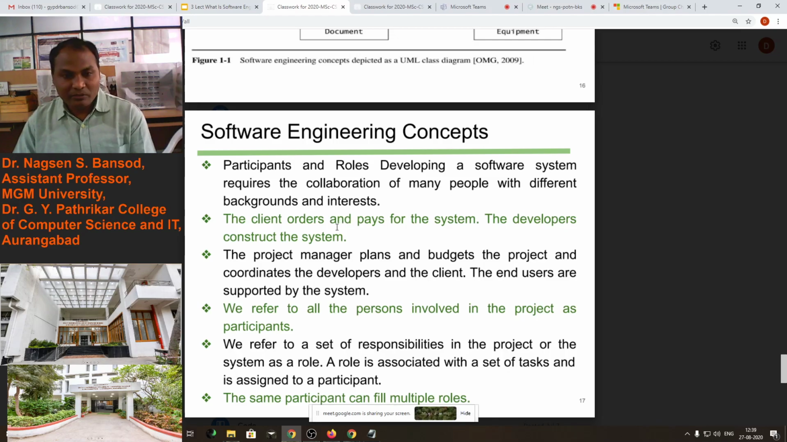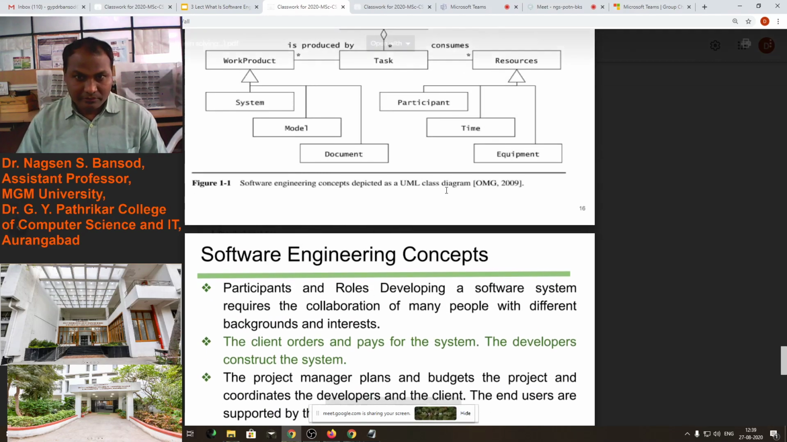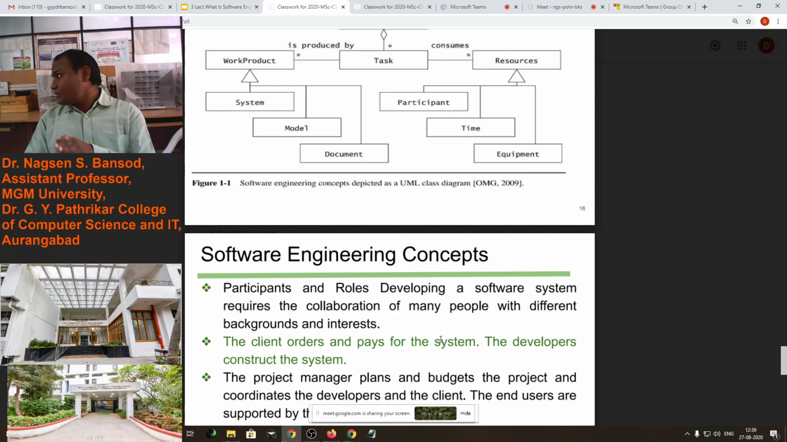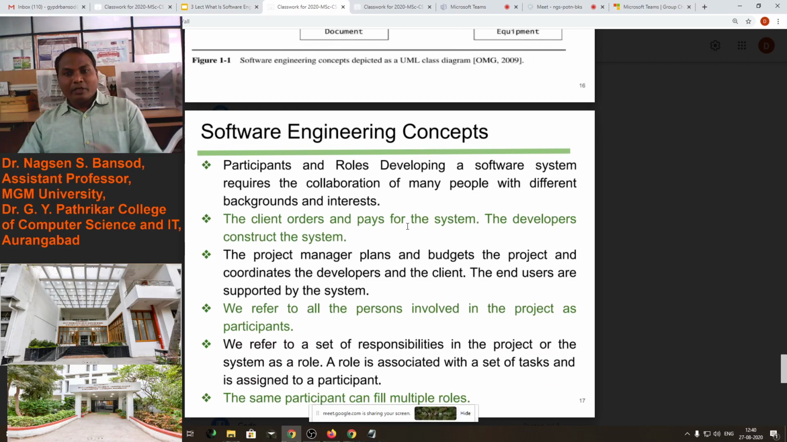Developing a software system requires the collaboration of many people with different backgrounds and interests. These participants are people. There are various roles assigned to these participants. Someone is a programmer, someone may be a data engineer, someone may be an analyst, someone may be a design engineer, someone will be an animation creator in the software. All these people may have different roles. So developing a software system requires collaboration of many people with different backgrounds and interests.